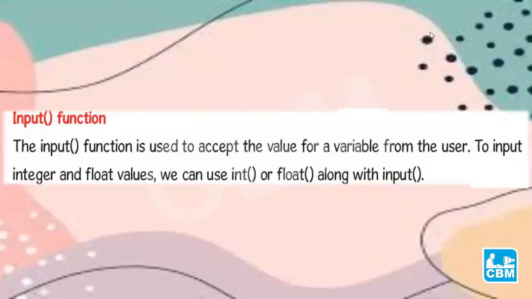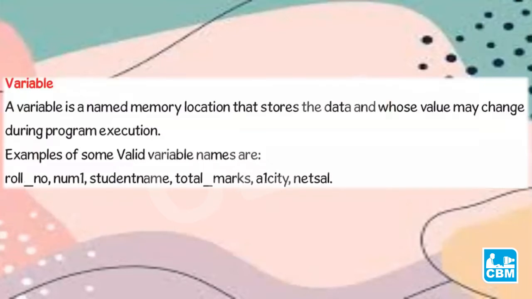Python uses input function in order to accept a value from the user. The value accepted from the user is stored into a variable. To input the integer and float values, we can use int or float along with the input function in Python. A variable is a named memory location that stores certain data. The value of a variable may change during the program execution. We have to define certain valid variable names in Python programming.